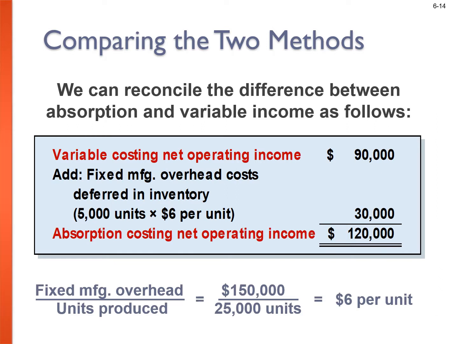that's just showing you how the difference originates. It's because of the way the fixed manufacturing overhead is handled. It's a product cost in absorption costing. It's a period cost in variable. So it's subtracted to get the $90,000. If you add that $30,000 that's still hanging out in inventory, never subtracted, absorption costing net operating profit is the result.